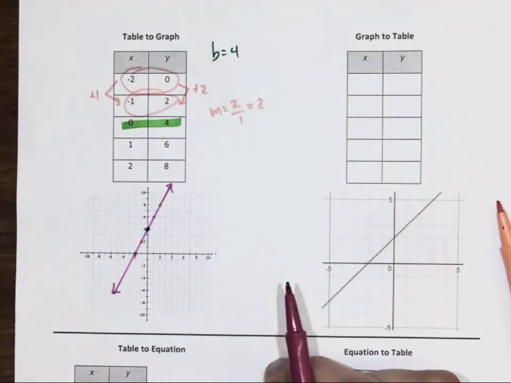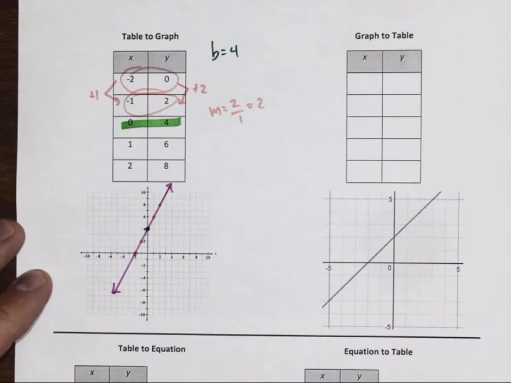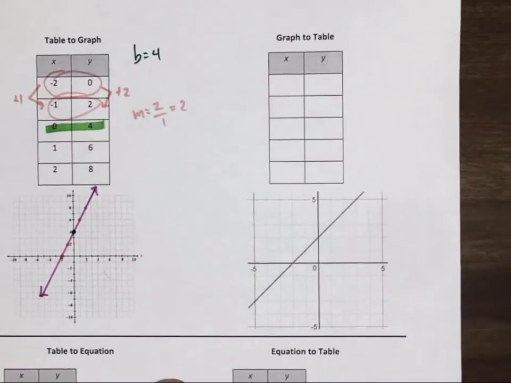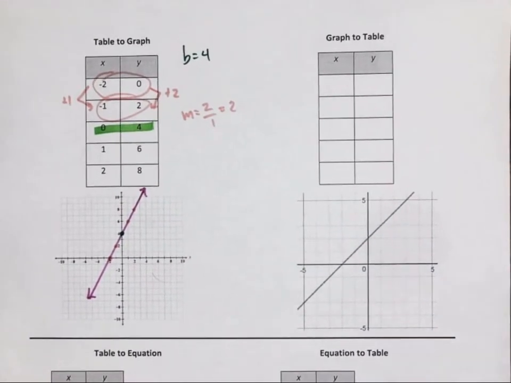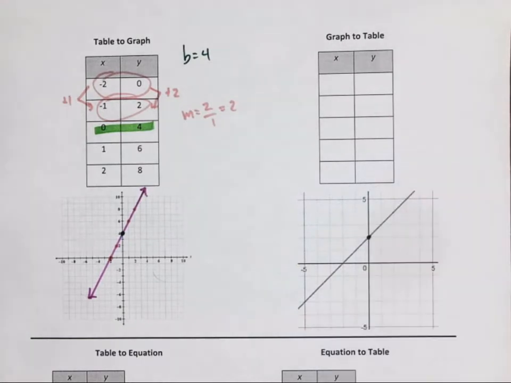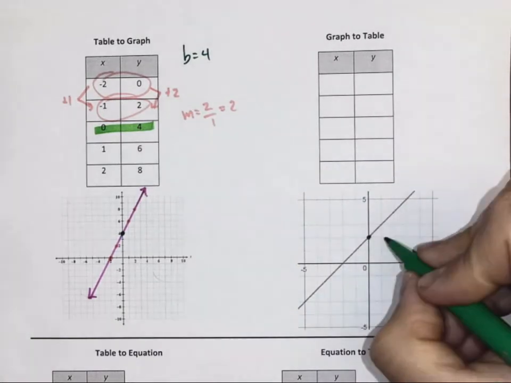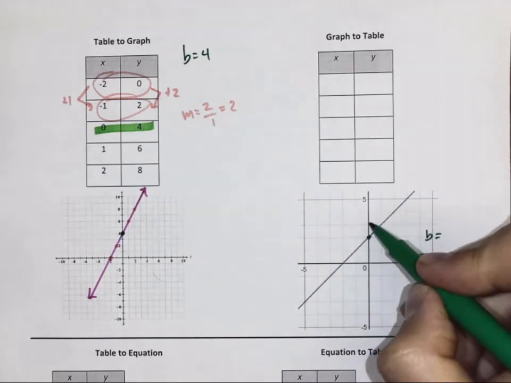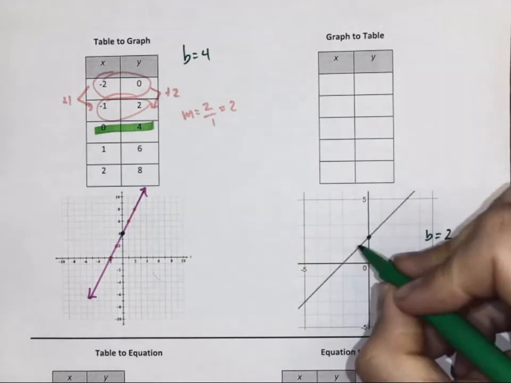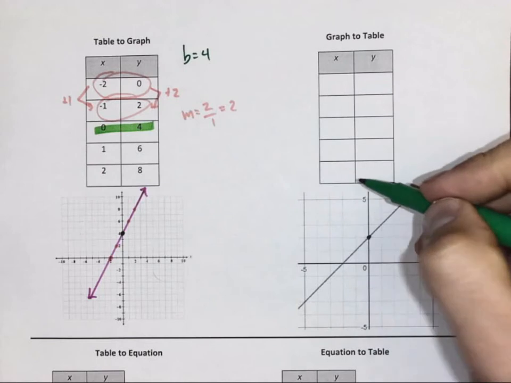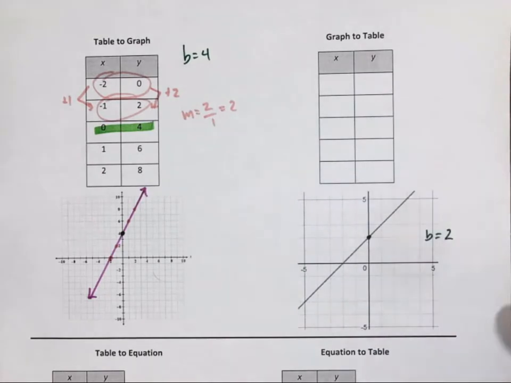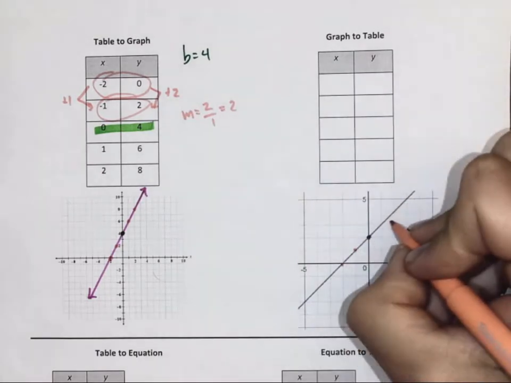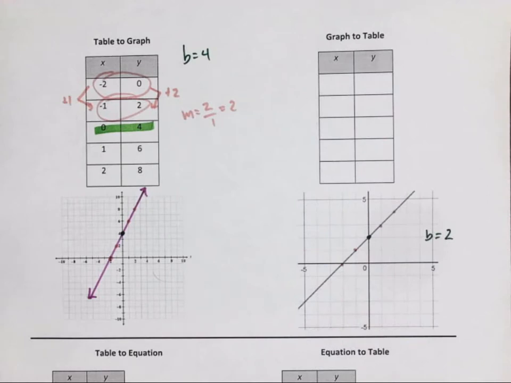Straight edge drawing tool, there we go. Other way around, graph to table, same thing. There's my y-intercept, so B equals 1, 2, 3, 4, 5, okay, so B equals 2. So if I'm just going to find a table, I can put any points in there. I can choose any 5 points and just put them in.